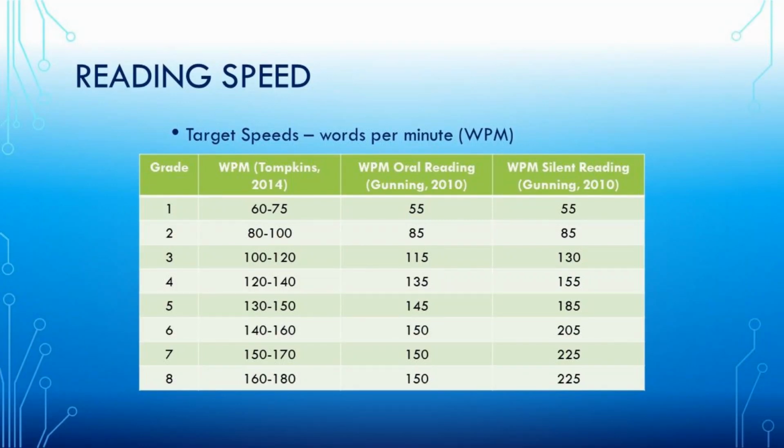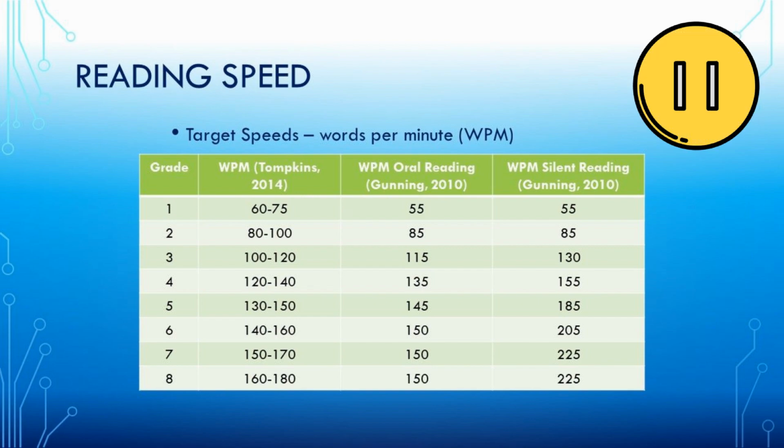Pictured here is a chart of target reading speeds in words read correctly per minute. The first column shows the grade level, the second column shows the target speeds according to Tompkins, the third column shows the target speeds for oral reading according to Gunning. The last column shows the target speeds for silent reading according to Gunning. Although Tompkins and Gunning's target speeds vary, they are very close to each other. Take a minute to choose your favorite grade level and see how many words per minute a student should be reading at for that grade level.